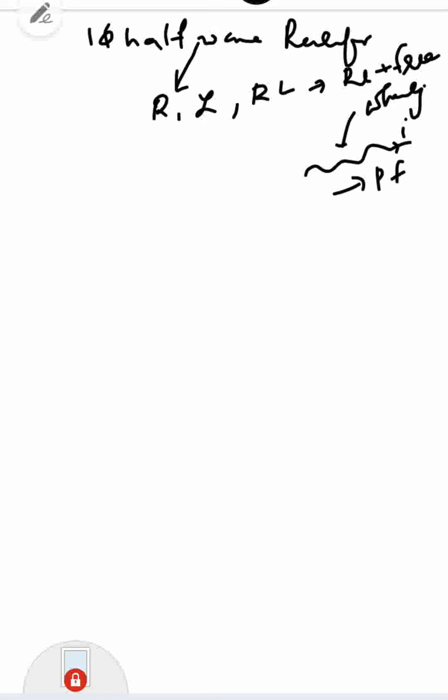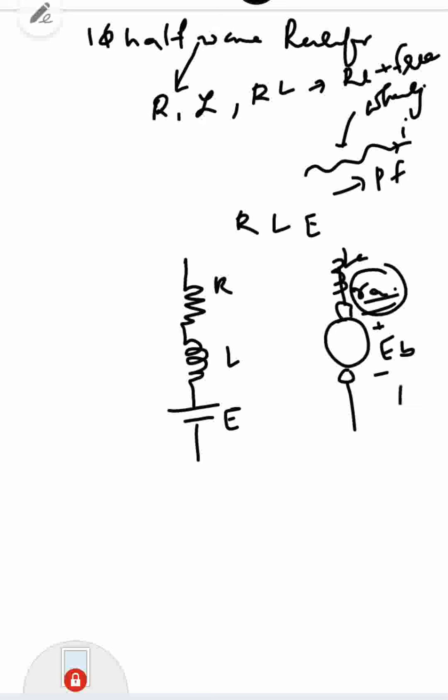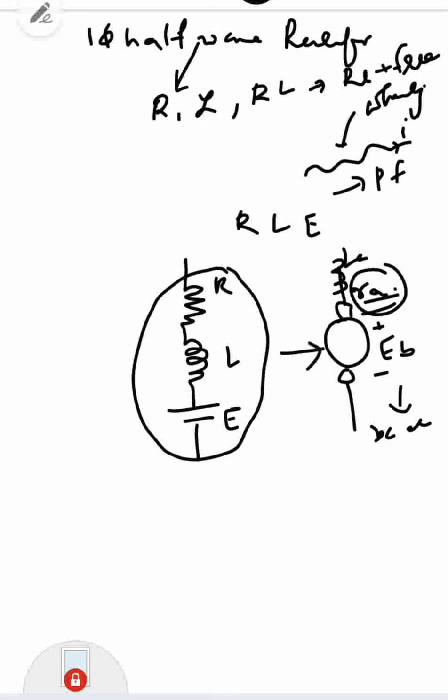Now in this video we will learn another type of half wave controlled rectifier circuit having RLE load, which means the load has a resistor, an inductor, and at the same time a battery. In reality this can be compared to a DC machine where RA is the armature resistance, LA is the inductance of the winding, and E stands for EB, the back EMF of the machine. So an RLE load is normally equivalent to a DC motor.